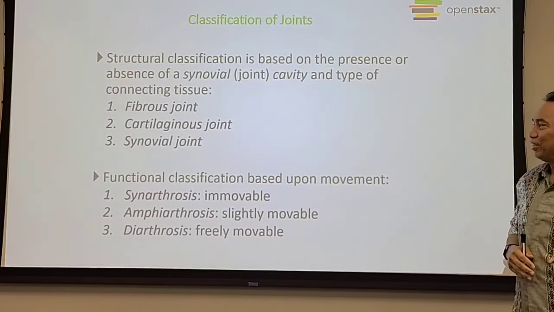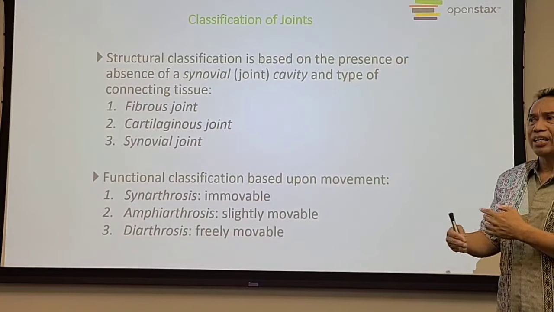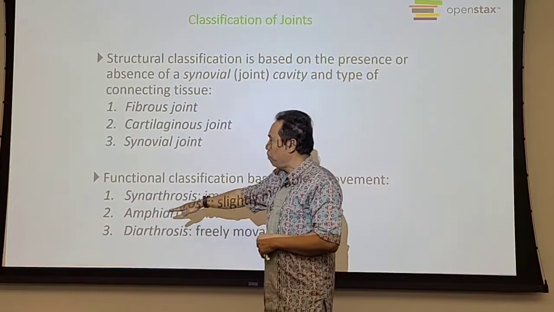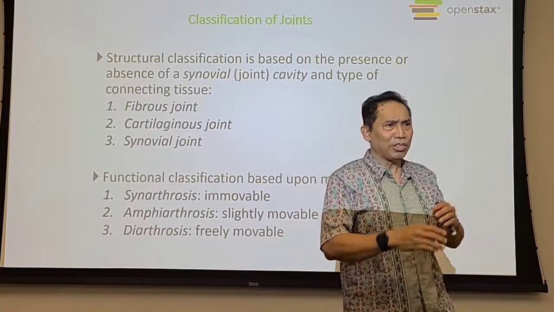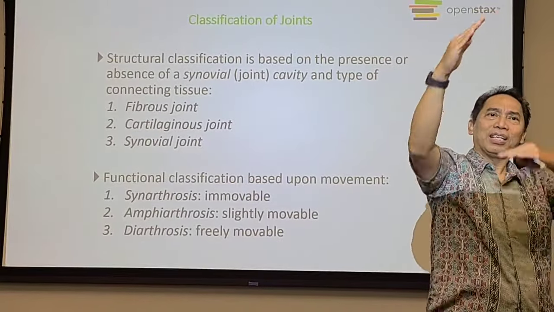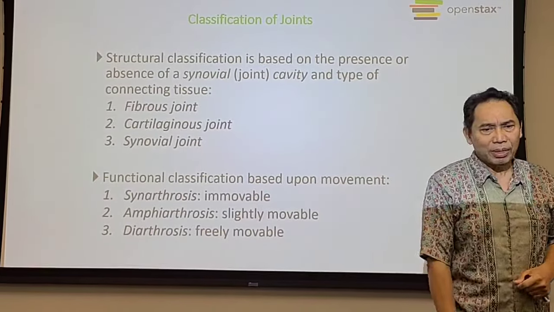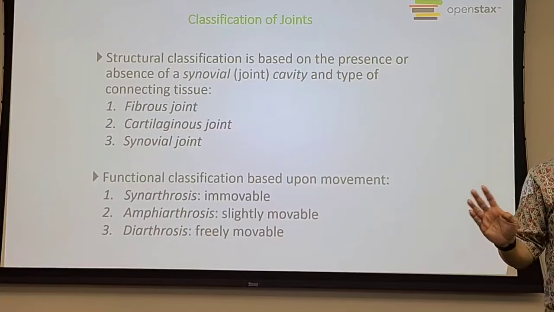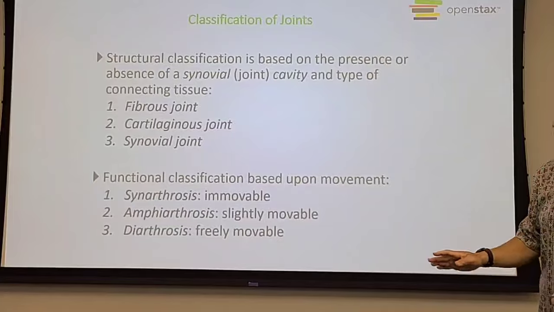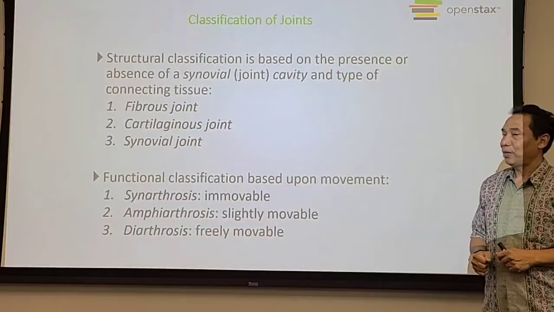It's called synarthrosis. There are some joints that can move very slightly, so slightly movable joints, and this one is called amphiarthrosis. Amphi means two, so it's a little bit of movement, maybe just in one direction. And then the third one is the joint that we all know, the joint that gives us free movement. It's called diarthrosis, which is a freely movable joint.